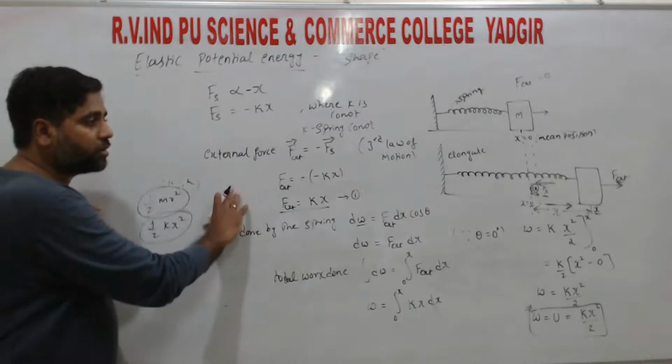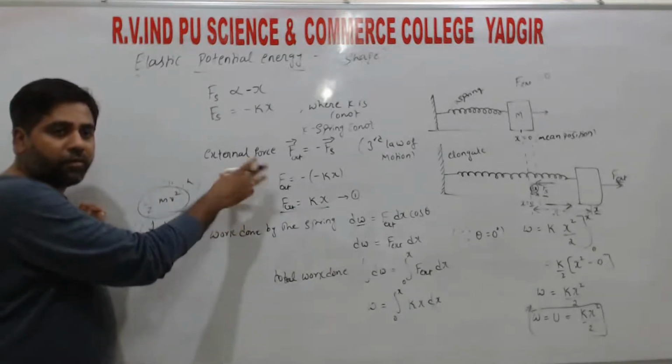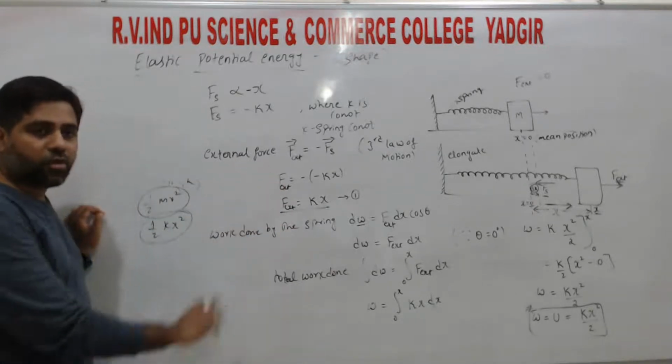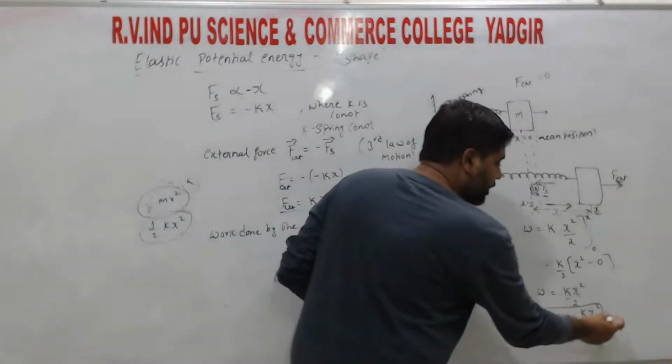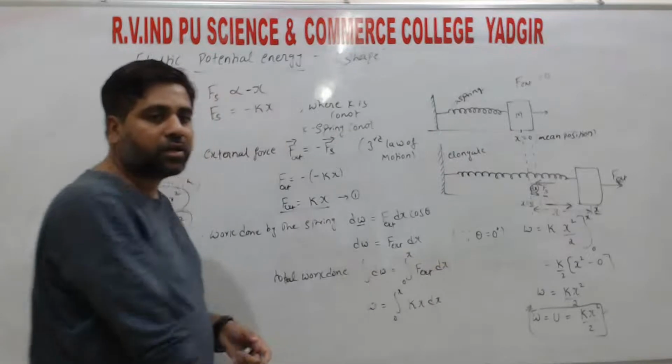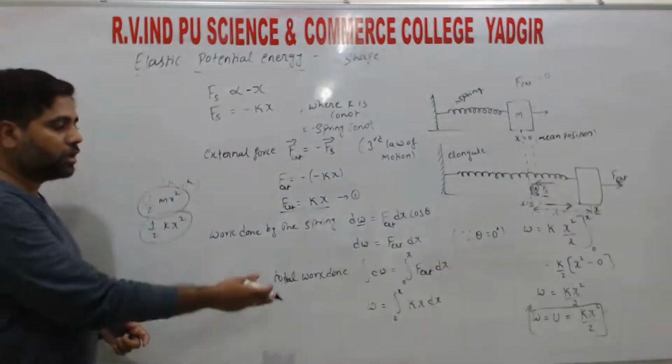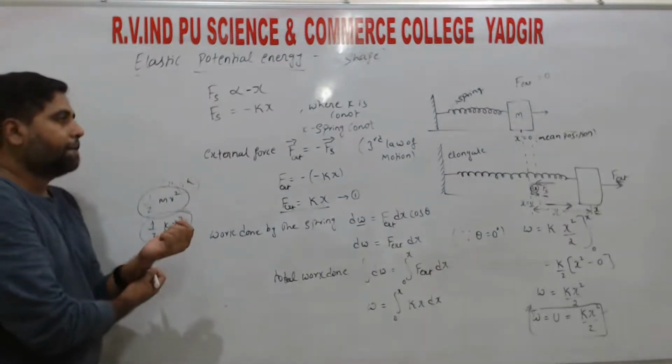This topic we will study again in oscillations. In oscillations, we directly use this relation, and we can't do this whole derivation again there, right? So everything should be remembered, right?